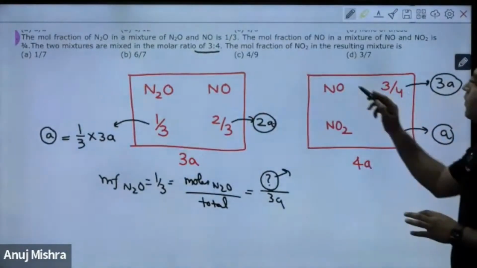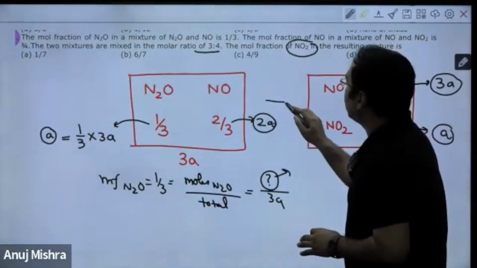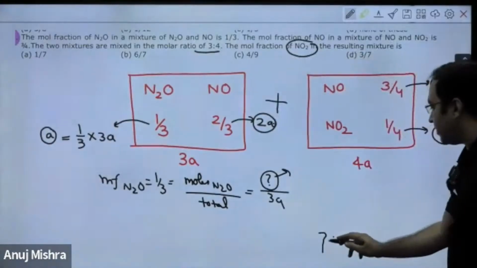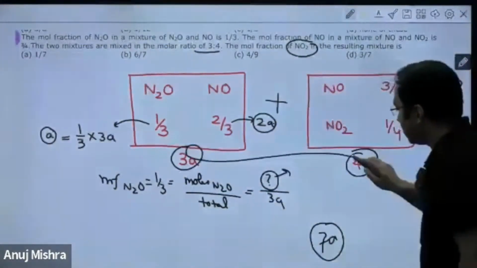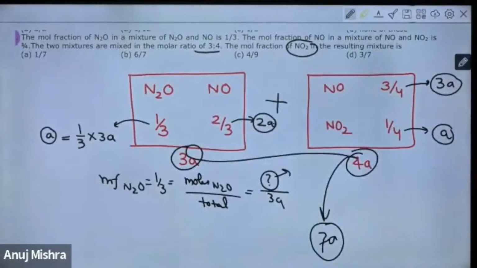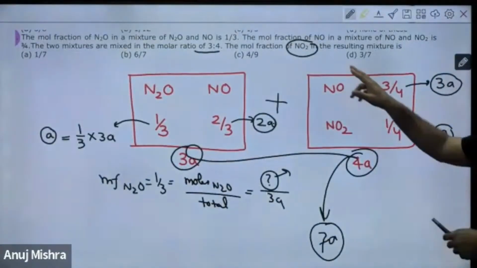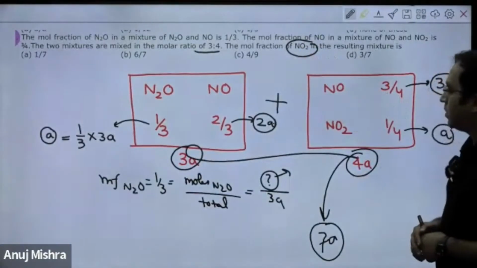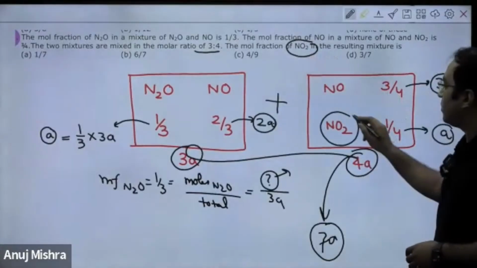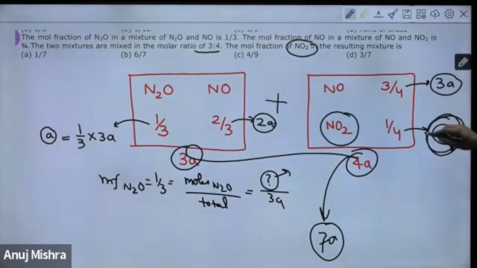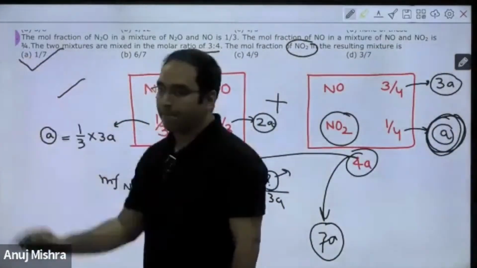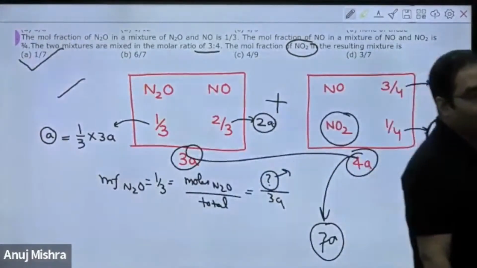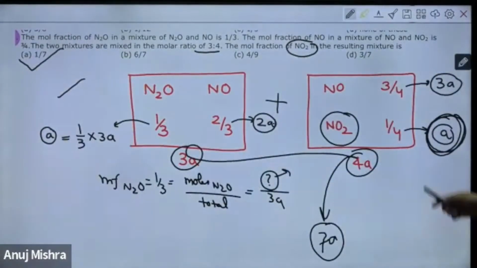Now, as per the question, after mixing both of them, I have 7A moles of mixture, because 3A is one and 4A is the other. Total I have how many moles? 7A moles. In 7A moles, they are asking the mole fraction of NO2. Where is NO2? Just this much is NO2. How much is NO2? A. So what's my answer? That is N2O.